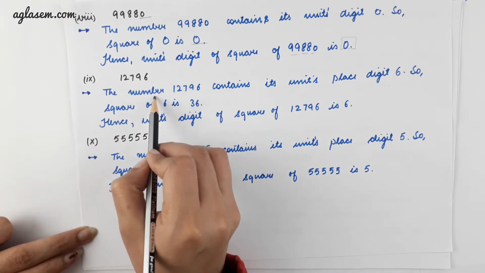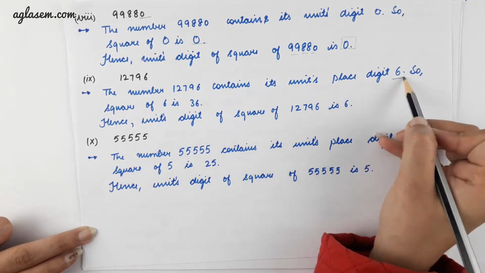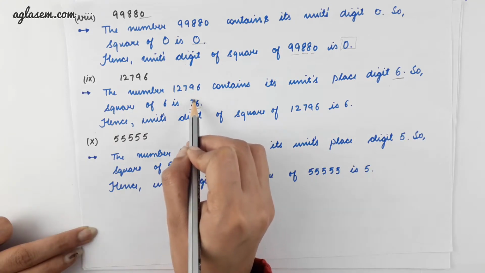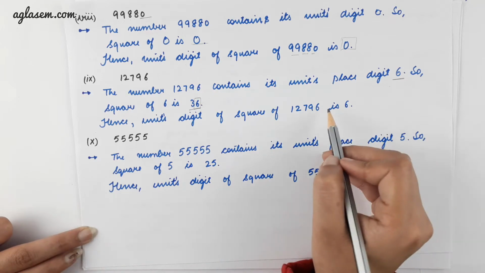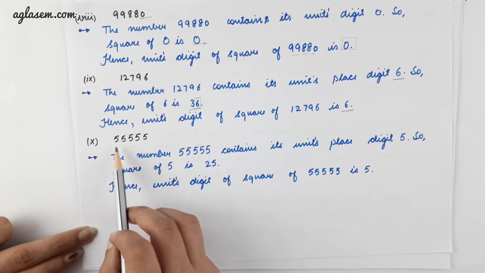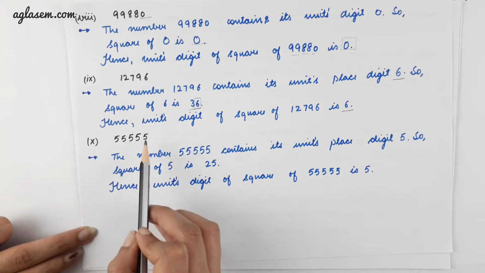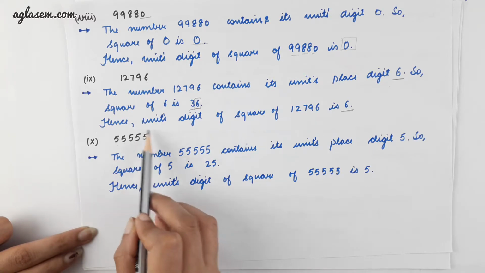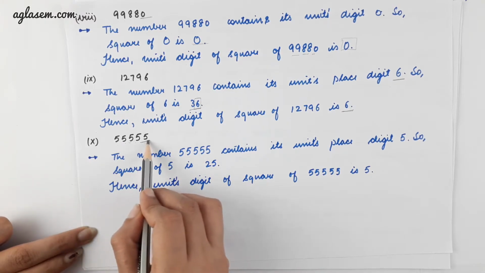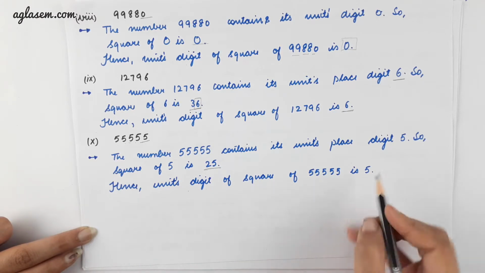The next part is 12796. The number 12796 contains its unit place digit as 6. So the square of 6 is 36. Hence, the unit digit of the square of the number 12796 is 6. The last part of the question is 55555. We have to find the unit digit of the square of this number. So the unit digit of this number is 5 and 5 squared is 25. Therefore, the unit digit is 5.